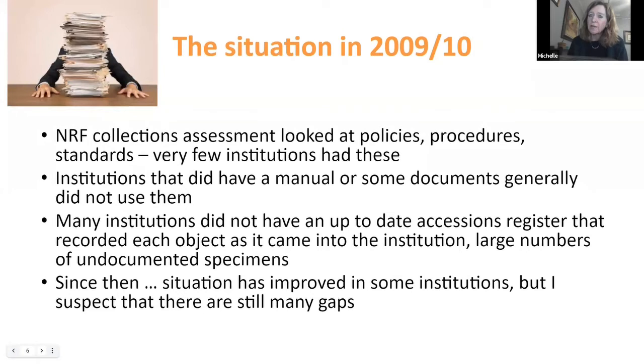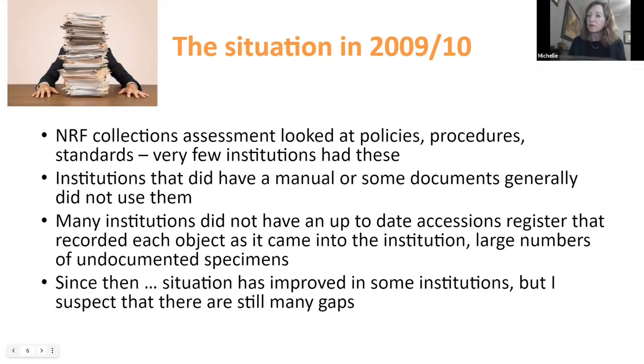Some institutions had a manual, but it was outdated. Some had some documents, but they generally didn't use them or didn't know where they were. And it was really not an aspect of collection management that was high up in the list of priority to do things. Many institutions did not have an up-to-date accessions register that recorded each object as it came into the institution. So a lot of material would come in, go straight into a freezer and be left there for a year or two undocumented.